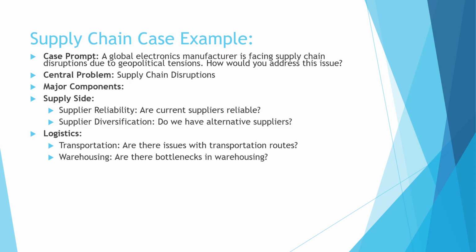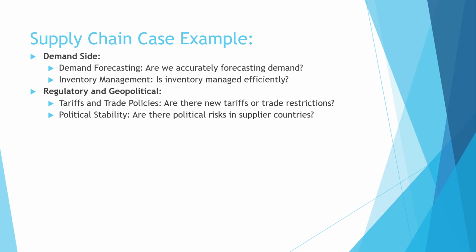Are there issues with transportation? Does warehousing create bottlenecks? And are goods moving efficiently from point A to point B? But disruptions can also stem from demand and regulatory challenges. Let's break those down further. On the demand side, it's important to forecast demand accurately and manage inventory efficiently. Otherwise, the business might suffer from overstocks or shortages.